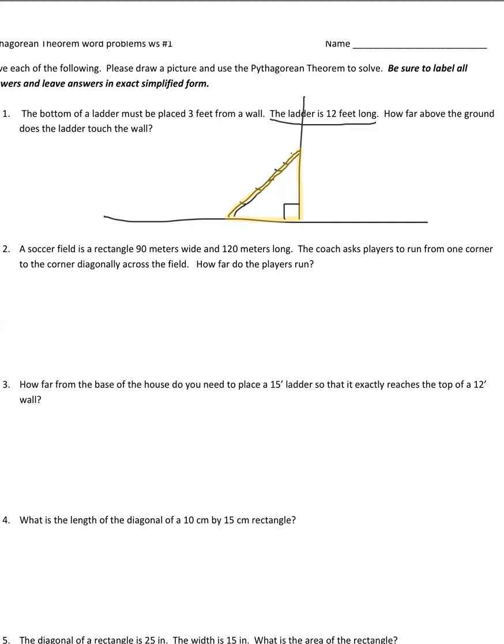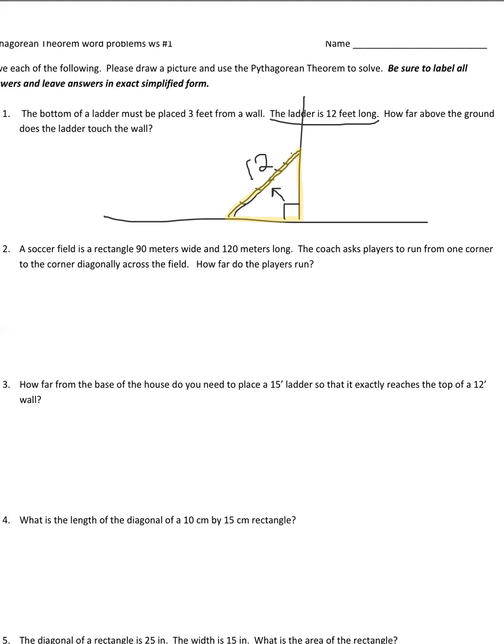They tell me that the ladder is 12 feet long. So the ladder itself is 12 feet. In this triangle, that's represented by the hypotenuse. Okay, right? The side that the 90-degree angle points at is always the hypotenuse. So 12 is going to be my hypotenuse in this case.